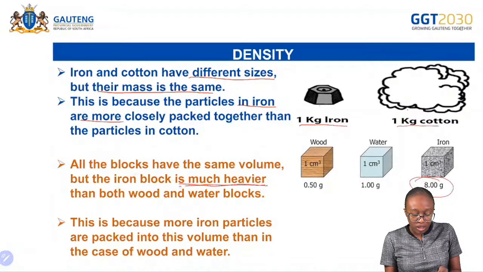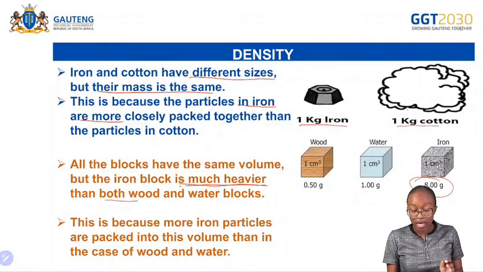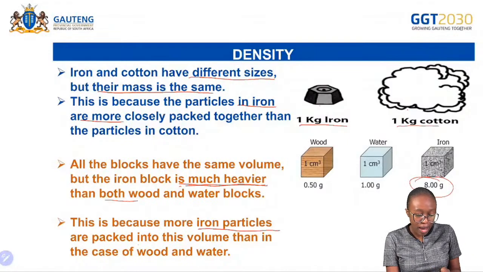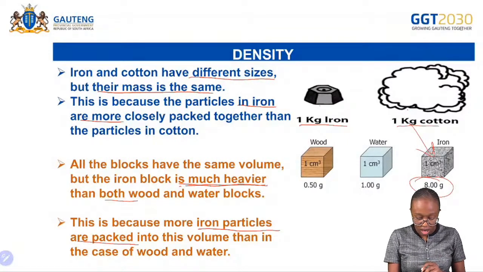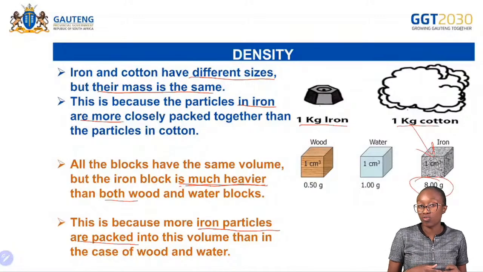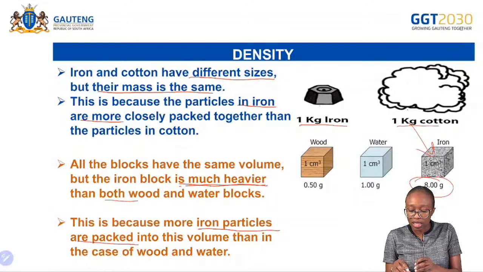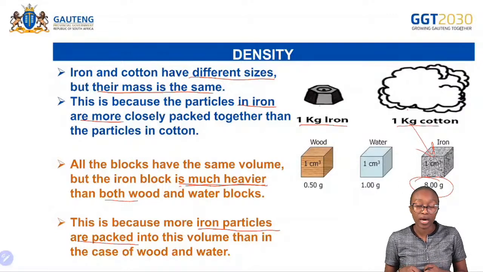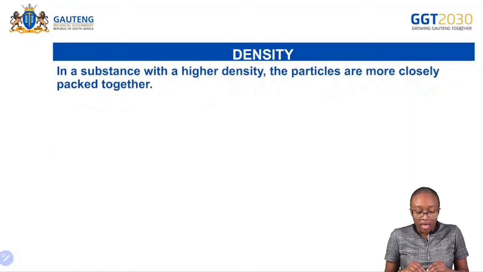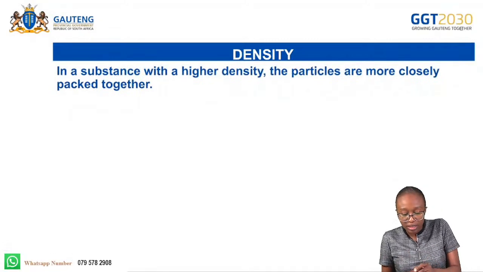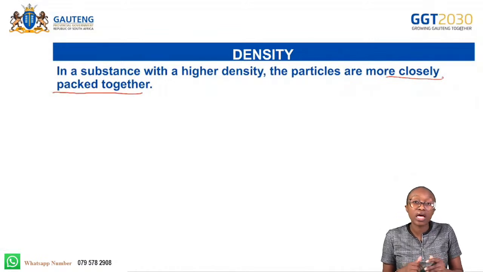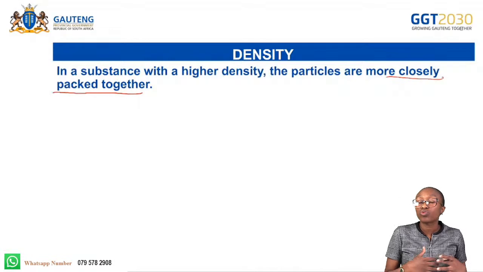So the iron block is heavier than both the wood and the water blocks. Why is this so? This is because of the way in which the iron particles are packed into this volume compared to wood and water. They may have the same volume, but the way the particles are arranged in the space that the iron occupies, the space the water occupies, and the space the wood occupies, that is where the differences are. In a substance that has a much higher density, the particles are more closely packed together, as we saw with the iron in comparison with all the other substances.